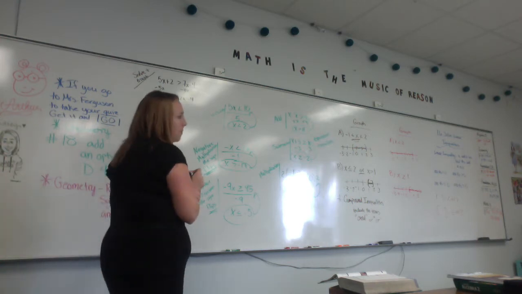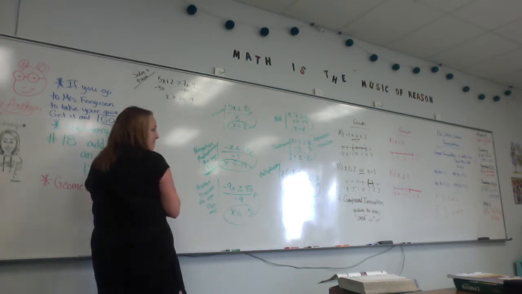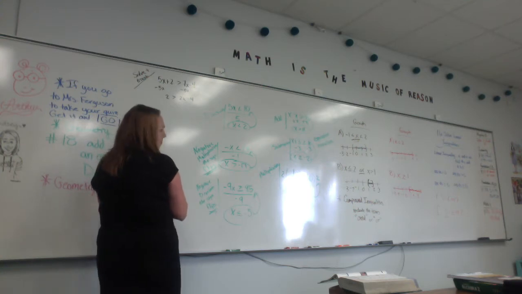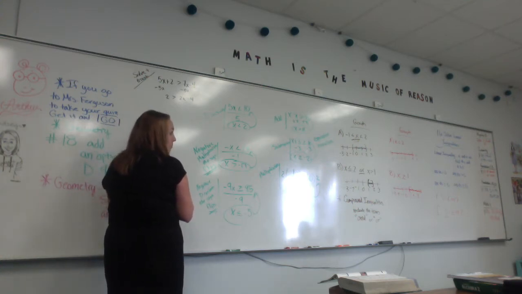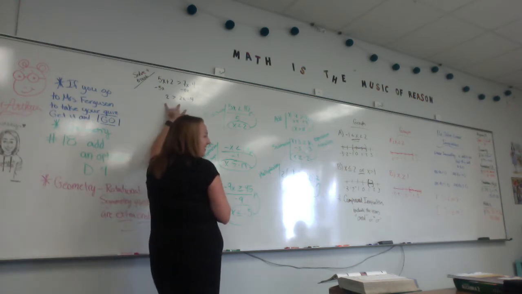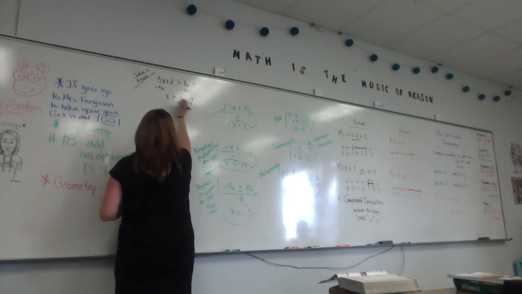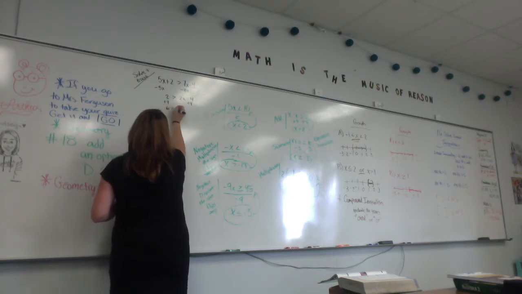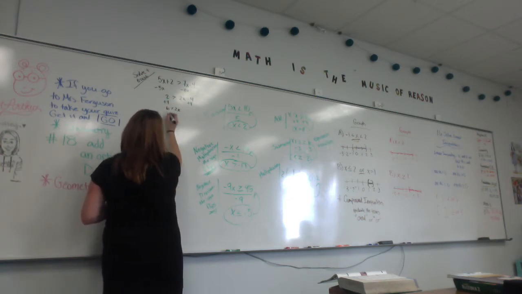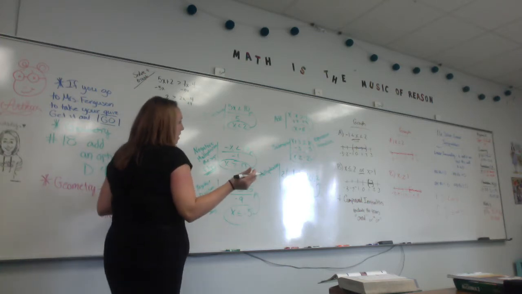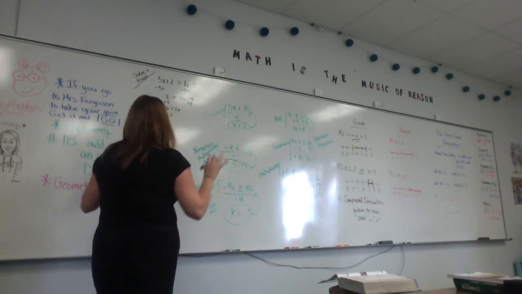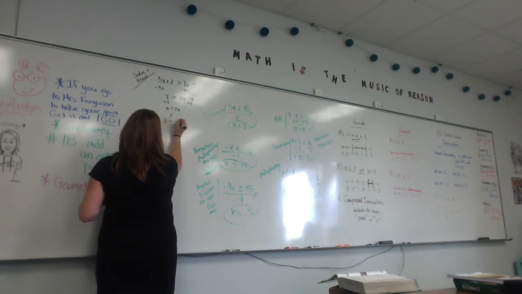Now what do I want to move? There are 2 2's, that's why I'm asking. If I added 2 over here, is there anything on this side? No, and what do I want to get by itself? I want to add 4 because I want the x by itself. So add 4 and I get 6 is greater than 2x. Now what do I do? Divide by 2. Did I divide by a negative? No, so the sign stays the same. So 3 is greater than x.